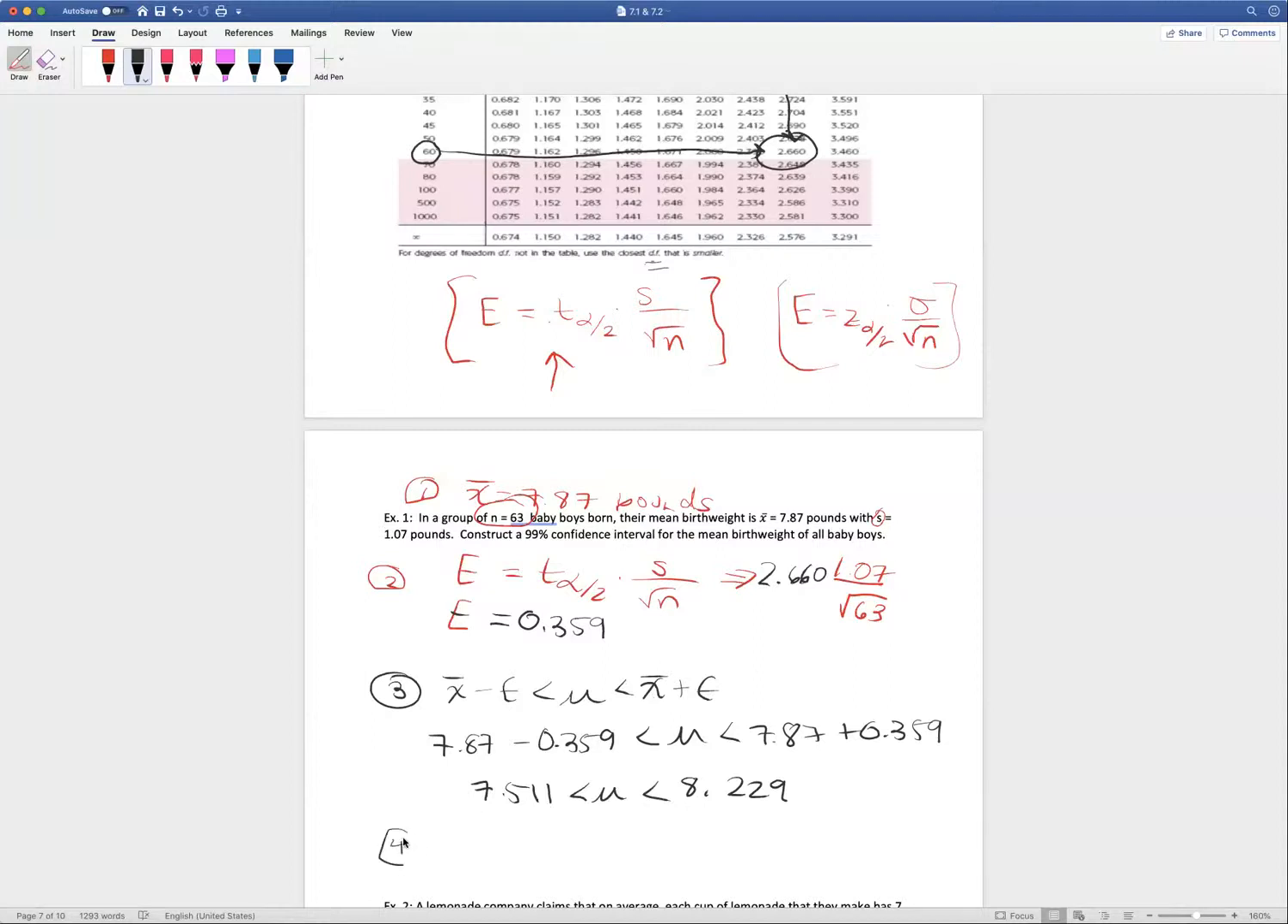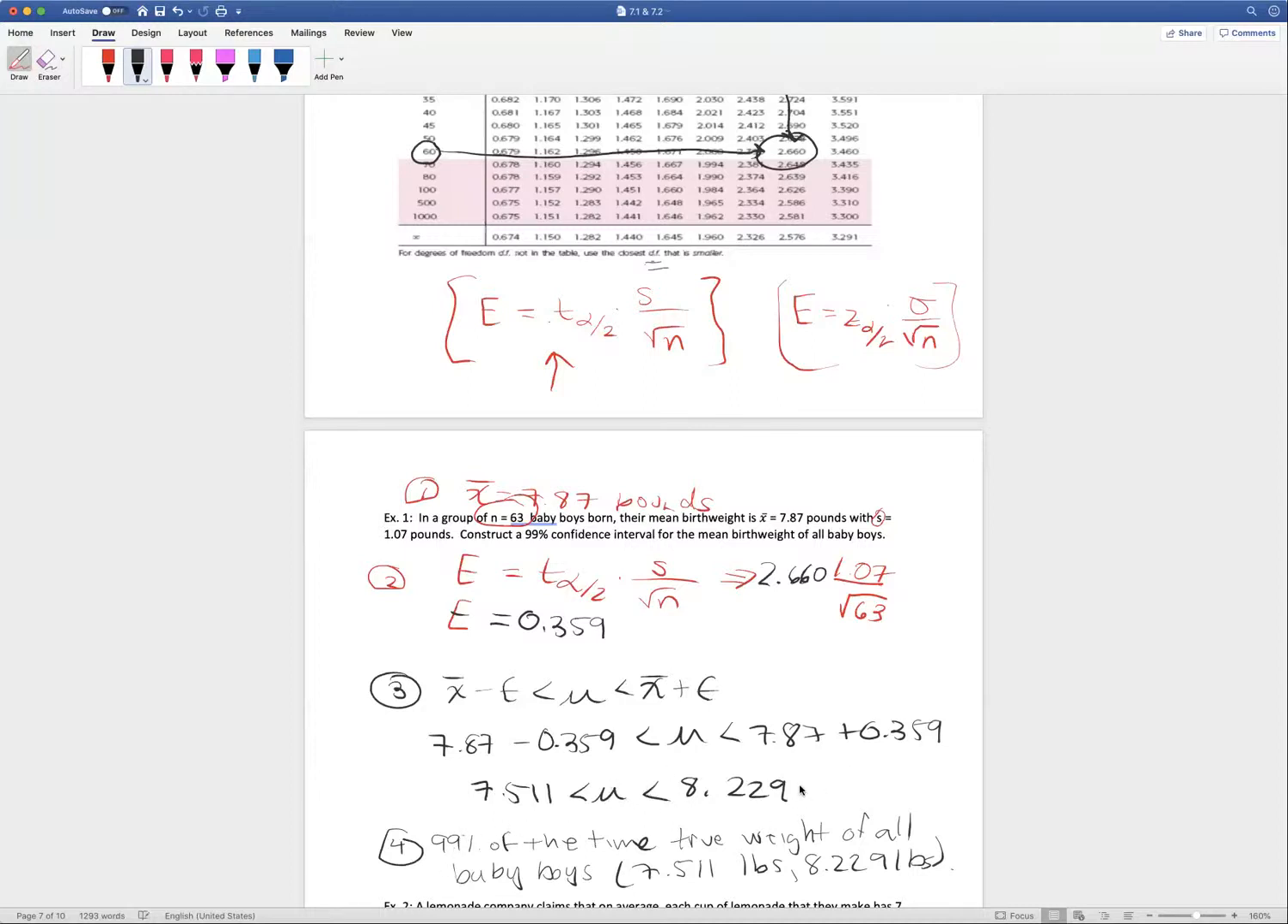So in regards to this, construct a 99% confidence interval for the mean birth weight of all baby boys born in this particular hospital or in this particular situation. We would say 99% of the time, the true population mean, or the true weight of all baby boys, will be found in the interval 7.511 pounds to 8.229 pounds. Okay, this is 99 out of 100 times. 1% of the time it's not going to be in here.